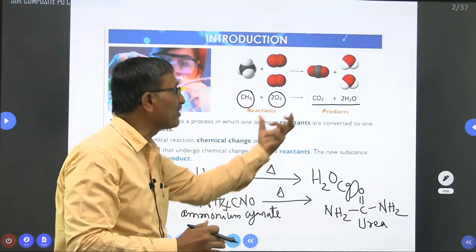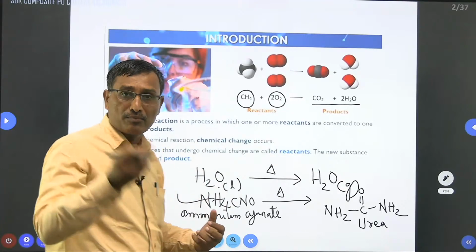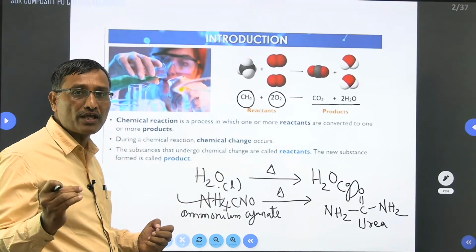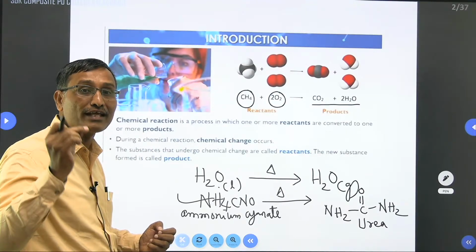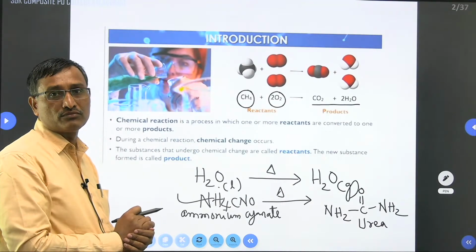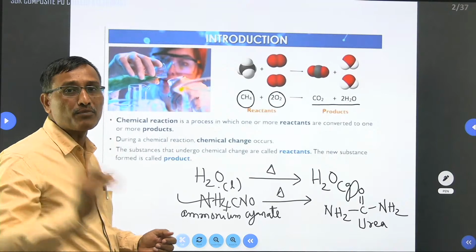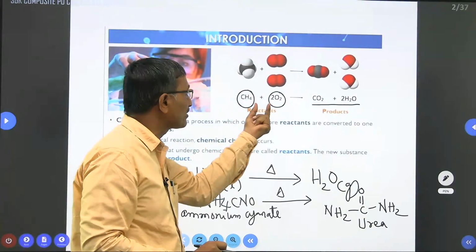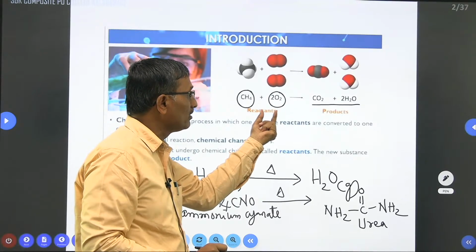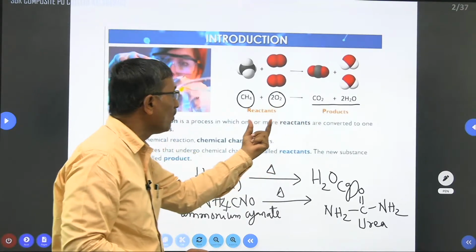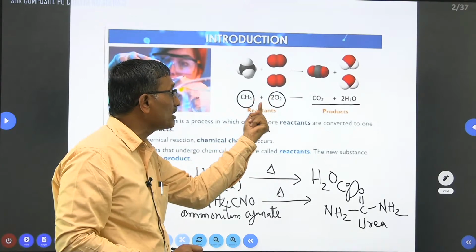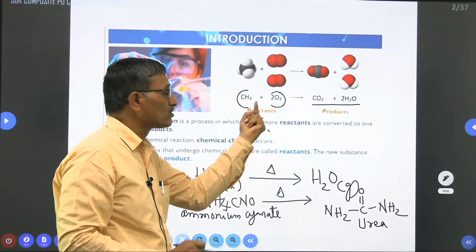What happens actually in a chemical reaction? Breaking of the old bond and formation of a new bond take place. Is it correct? So here, reactants are there, and these are the products. Reactants get separated by using a plus sign.